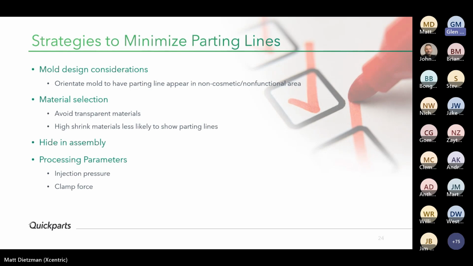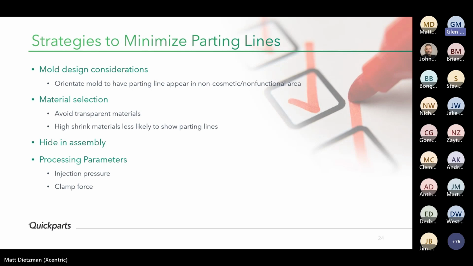Material selection, obviously, and that goes for anything in your design, is important. You want to try to avoid some transparent materials. It just tends to really show that. You can look on any kind of bottle or any kind of cylindrical thing. If it's clear, you're going to see that parting line is pretty obvious. High shrink materials are slightly less likely to show parting lines, just because that material is shrinking quite a bit and it tends to mask that parting line a little bit as it shrinks.